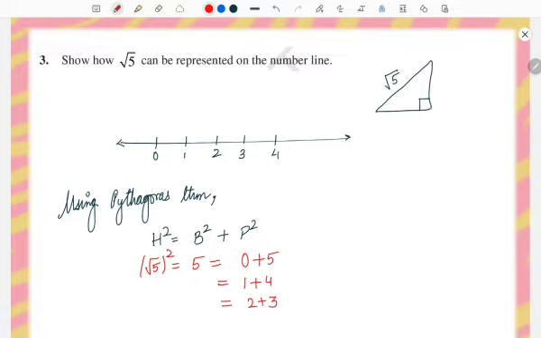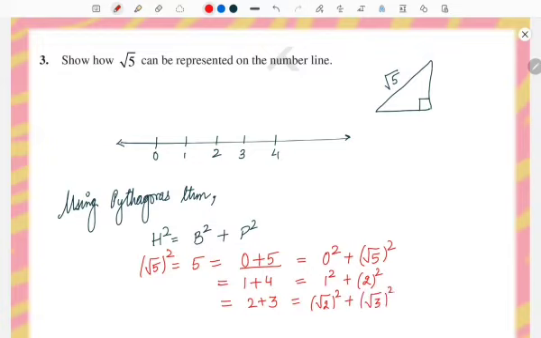Right, now all these should be square numbers. That means 0 is zero square, 5 is square of what? Root 5 square. Then 1 is the square of 1. Then you have 4 as 2 square. Moving forward, we have 2 as square of root 2. Then you have 3 as square of root 3.